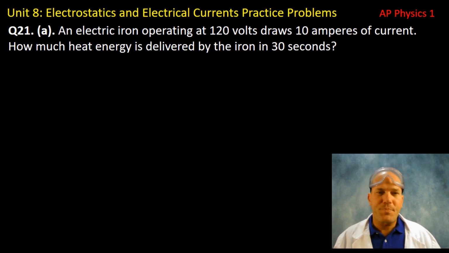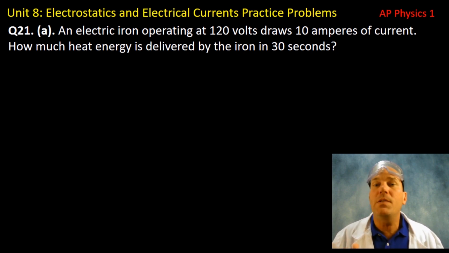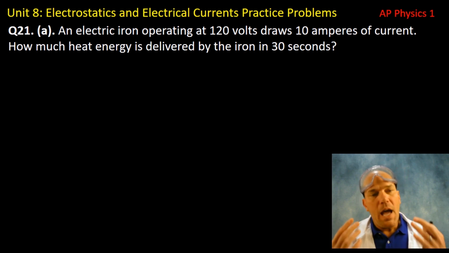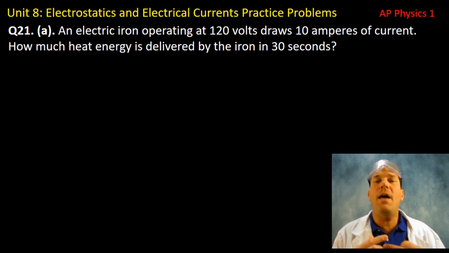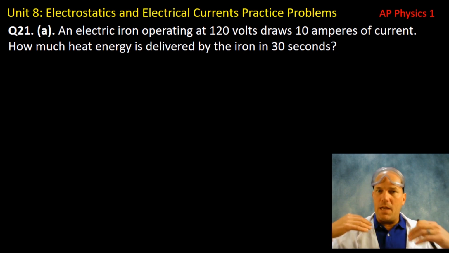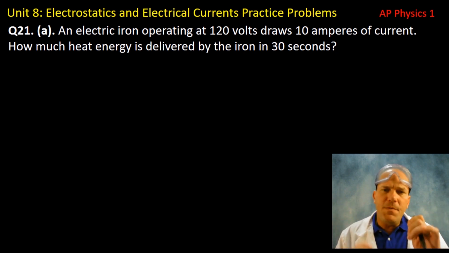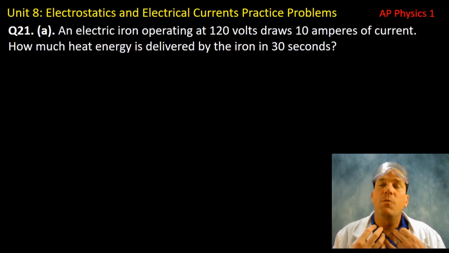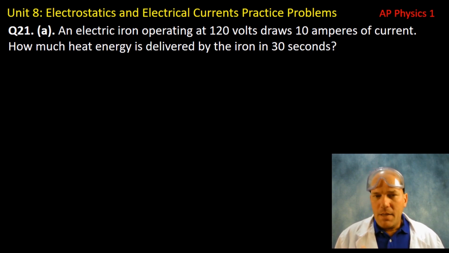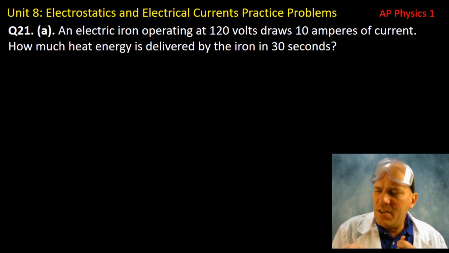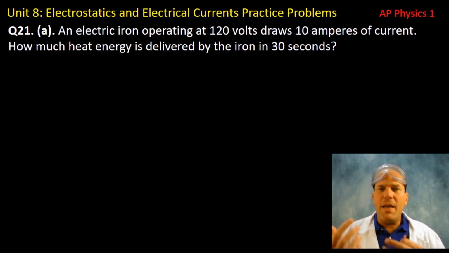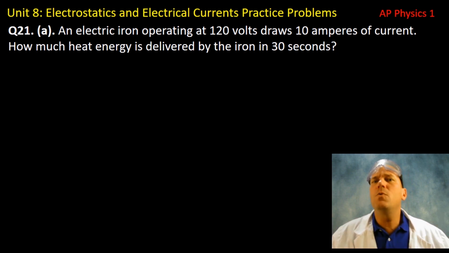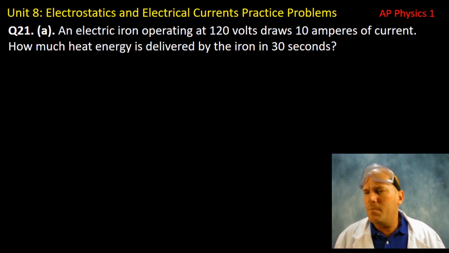Question 21. An electric iron operating at 120 volts draws 10 amperes of current. How much heat energy is delivered by the iron in 30 seconds? Now, throughout the problem set, there are a few facts and application questions that require you to distinguish between things, like this question says, how much heat energy? Well, energy is measured in joules, which by the way was named after James Prescott Joule.